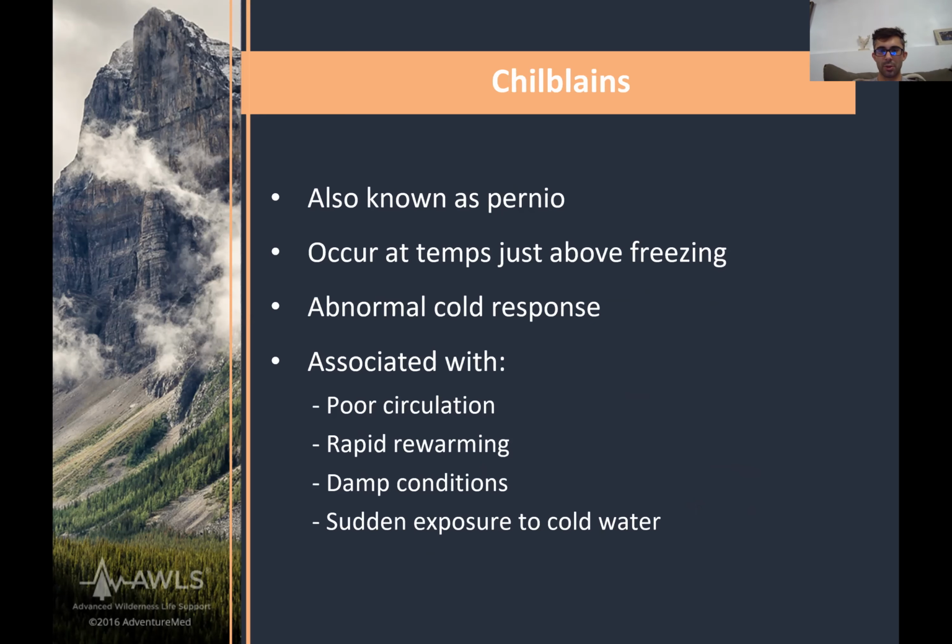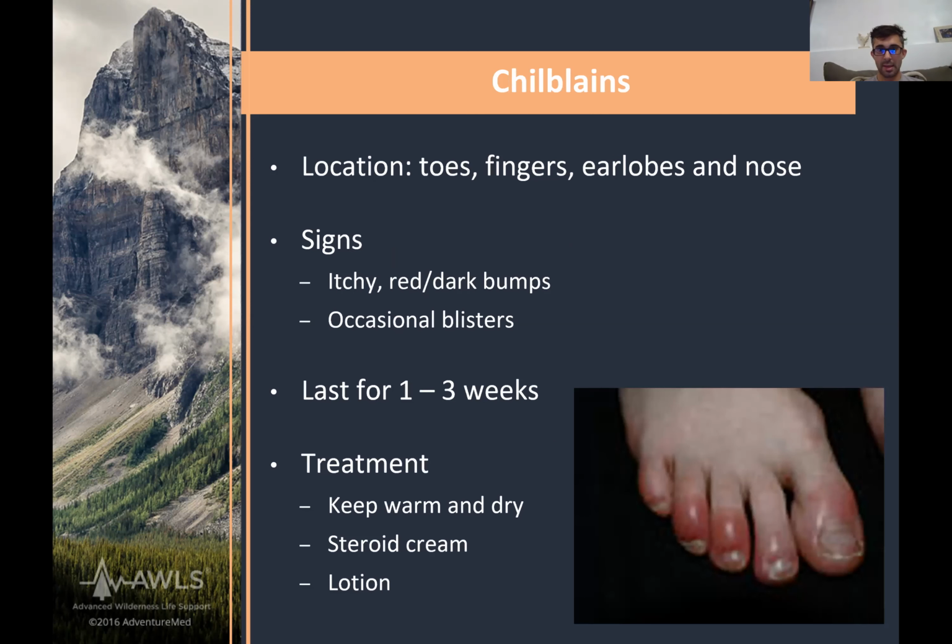Chilblains is also known as pernio. It's an itchy, painful, bumpy rash. It occurs when you're exposed to temperatures that are just above freezing. It's associated with poor circulation to the tissues, rapid rewarming, or sudden exposure to cold and damp conditions. Here's a picture down at the bottom right. You can also have blisters, and this can persist for 1 to 3 weeks. Treatment is keeping it warm and dry. You can apply lotion or steroid creams, and Benadryl can help with the itching.